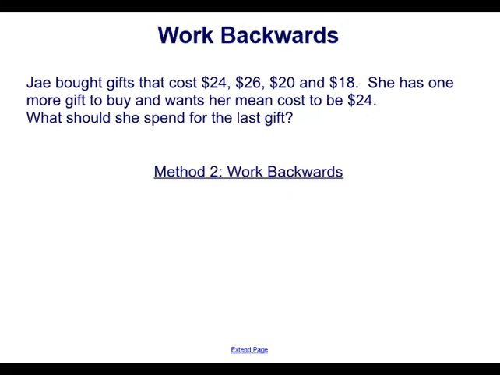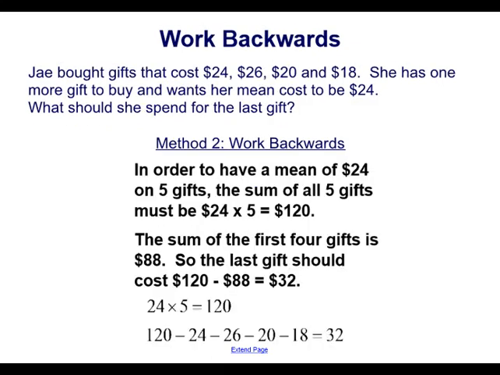The second method is to work backwards. Use your definition of a mean and use the information you have to work backwards to get that fifth cost. In order to have a mean of $24 on 5 gifts, we know the sum of all 5 gifts must be the $24 times 5. That's like, usually the last step we do is divide by 5. In this case, we can multiply by 5. So the mean of 24 times 5 means that that sum has to equal $120.